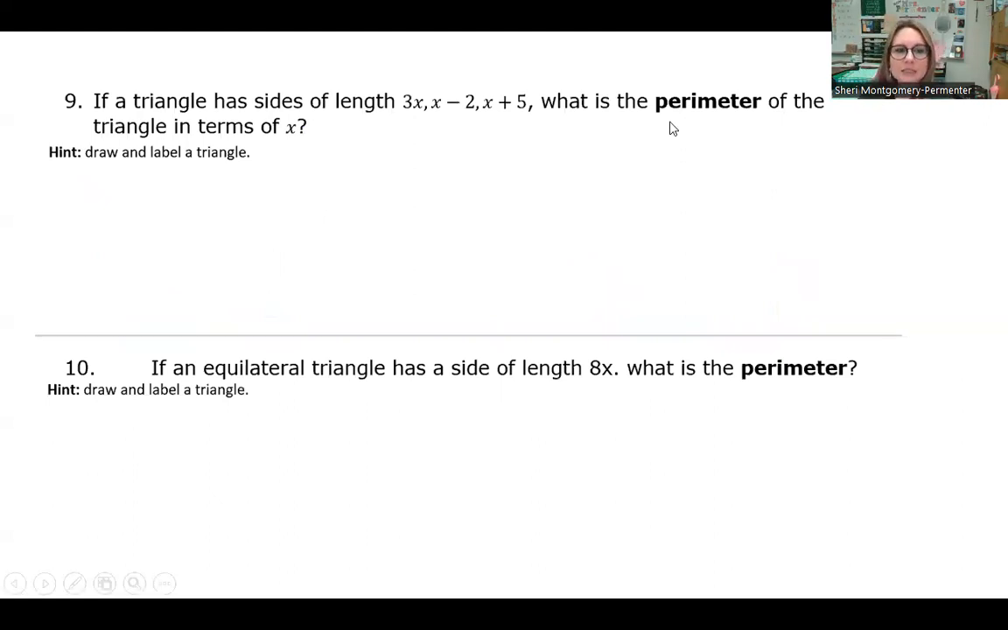Question number 9, it says if a triangle has sides of length 3x, x minus 2, and x plus 5, what's the perimeter of the triangle in terms of x? So what I'd like for you guys to do is draw a triangle. Doesn't really matter what it looks like. We're going to label it. Doesn't really matter where you put the labels. We just need to put all 3 of them.